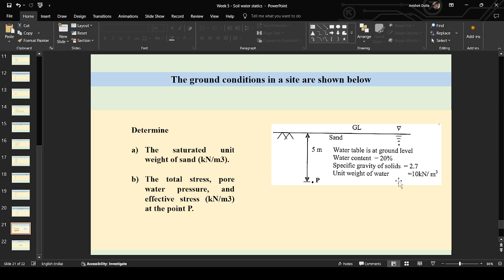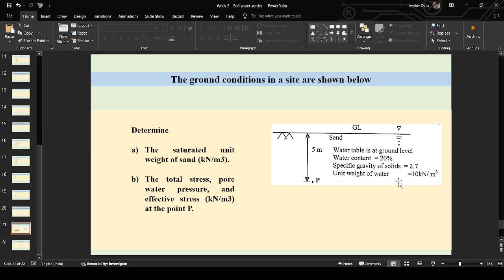The ground conditions in the site are shown below. Please draw the diagram, a simple one. This is the ground level containing the water table. Here the water unit weight we will take as 10. Specific gravity of soil solids is 2.7. The soil is sand. The water content is 20%. And P is a point located at a depth of 5 meter from the ground surface.